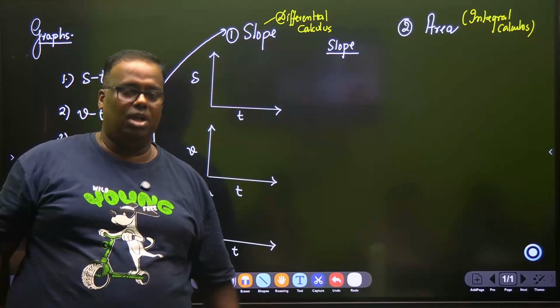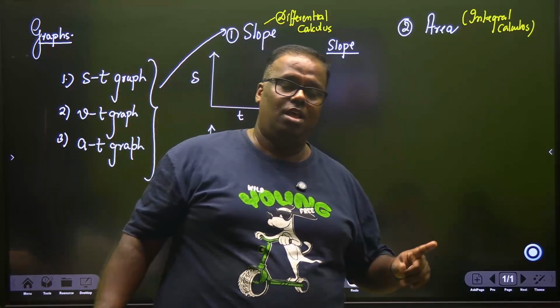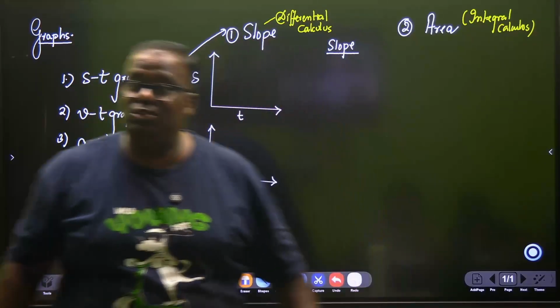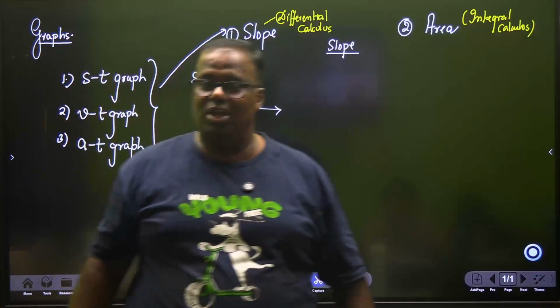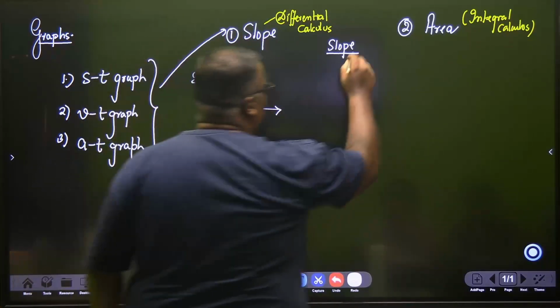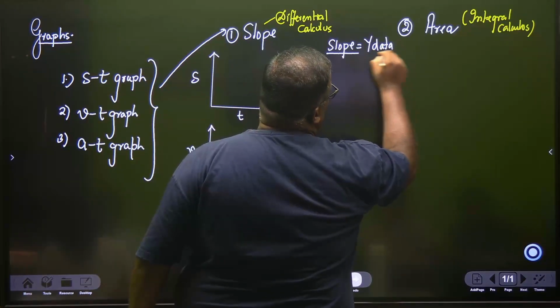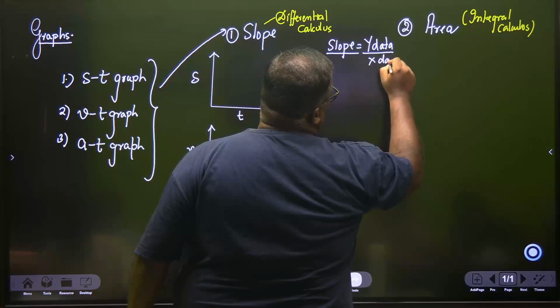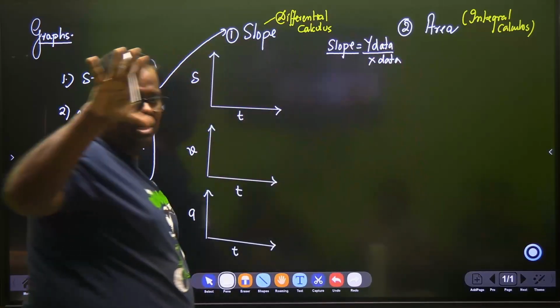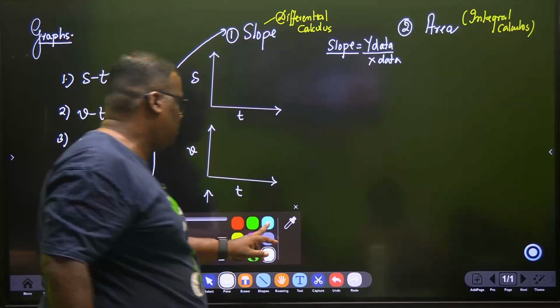You need not mug up. Slope was what? Rise over run. I had told one more formula which we will use in physics. Does anyone remember? Delta y by delta x. I had said that slope is also delta y over delta x. See, ultimately delta y is nothing but rise. Right? Delta y over delta x. And this will make your mind clear.